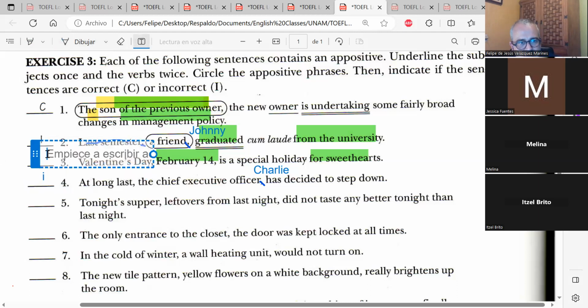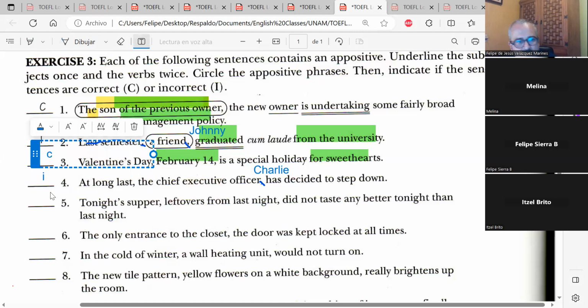Felipe, continue with the next one. Tonight's supper leftovers from last night did not taste any better tonight than last night. We have the appositive, leftovers from last night. So if we eliminate that, we can say tonight's supper did not taste any better tonight than last night. So it is correct.